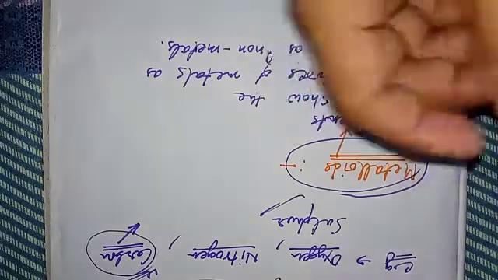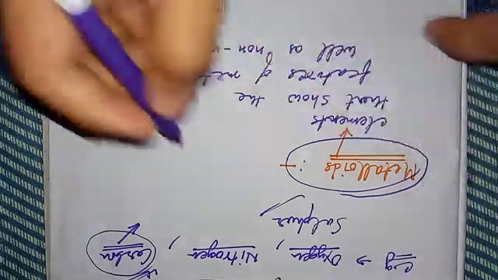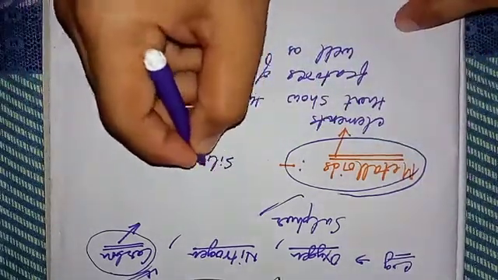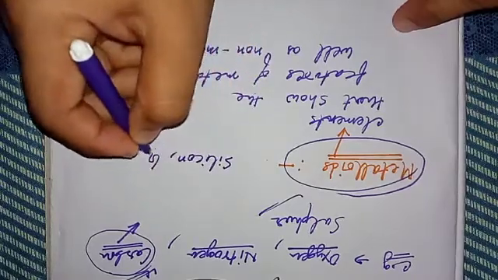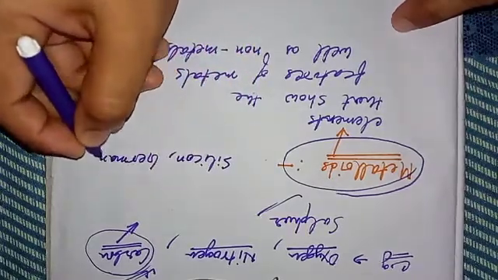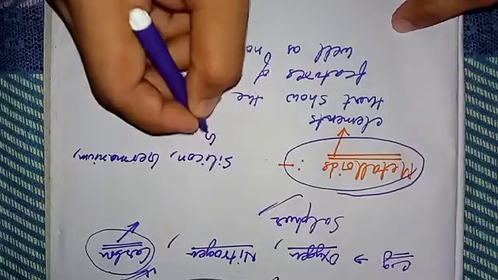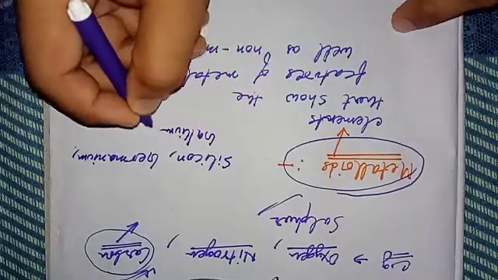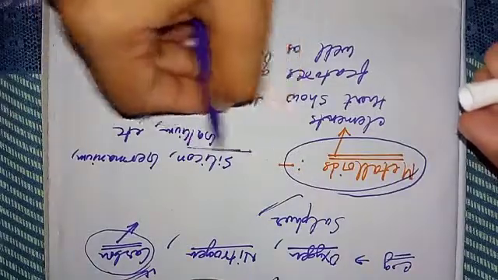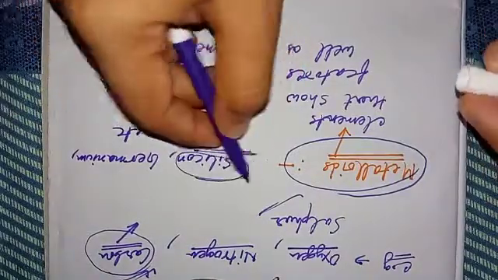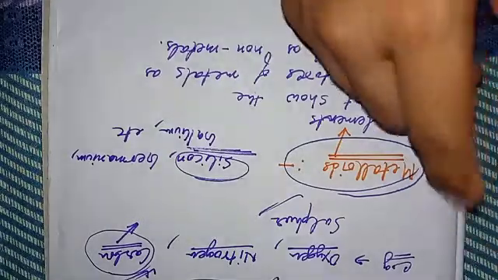Okay, silicon, germanium, and others. Silicon is the most important metalloid which is used in the electronic industry. What are the examples of metalloids? Silicon, germanium, gallium, arsenic, etc. Silicon is the most important and most famous one, and that's why the electronic industry is also known as the silicon industry.